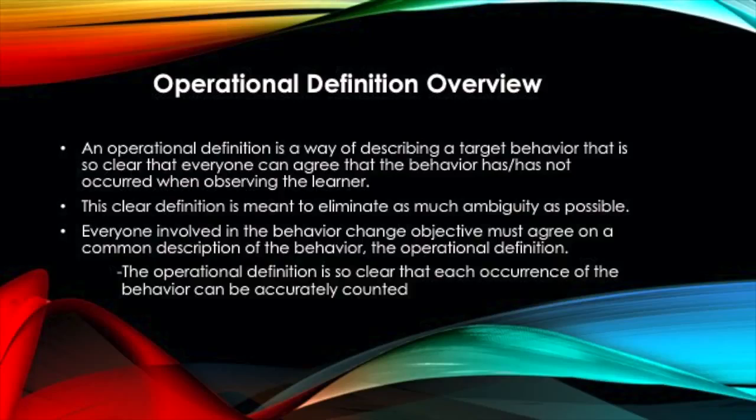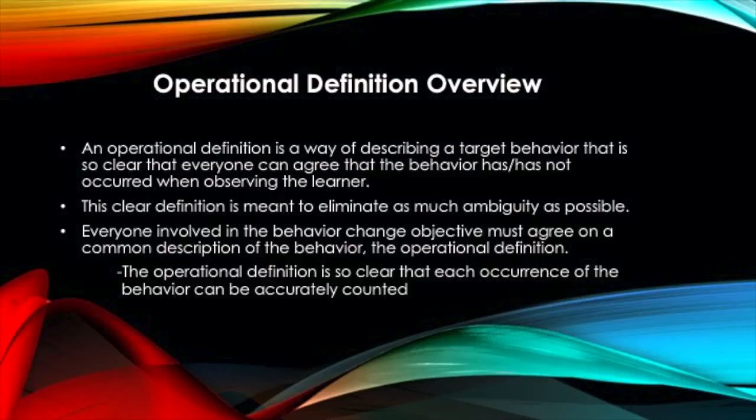Well, it is a way of describing a target behavior that is so clear that everyone can agree that the behavior has or has not occurred when observing the learner. For example, the definitions of what people consider on-task work or class disruption will vary greatly. This clear definition is meant to eliminate as much ambiguity as possible.